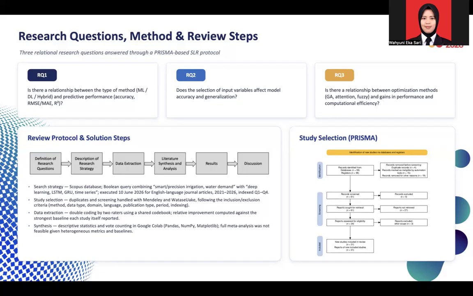Extraction used double coding by curators with a shared codebook. Importantly, relative improvement was always computed against the strongest baseline each study itself reported. For synthesis, we used descriptive statistics and vote counting. A full meta-analysis was not feasible because metrics and baselines were too heterogeneous, a point I will return to.